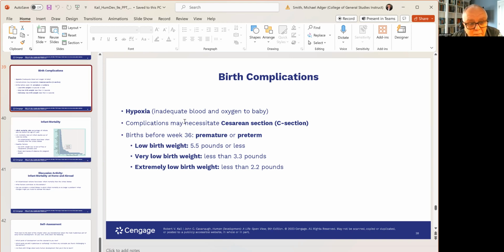There are some birth complications that we need to note. Hypoxia comes from inadequate blood and oxygen to the baby. And so sometimes we have to do cesarean section to remove the baby artificially. And there's a lot of premature preterm births. That's before week 36. Low birth weight is always a big problem. Babies have to be put in incubators. Very low birth weight is less than 3.3 pounds, and extremely low is 2.2 pounds. So there are some babies that are born very, very small.